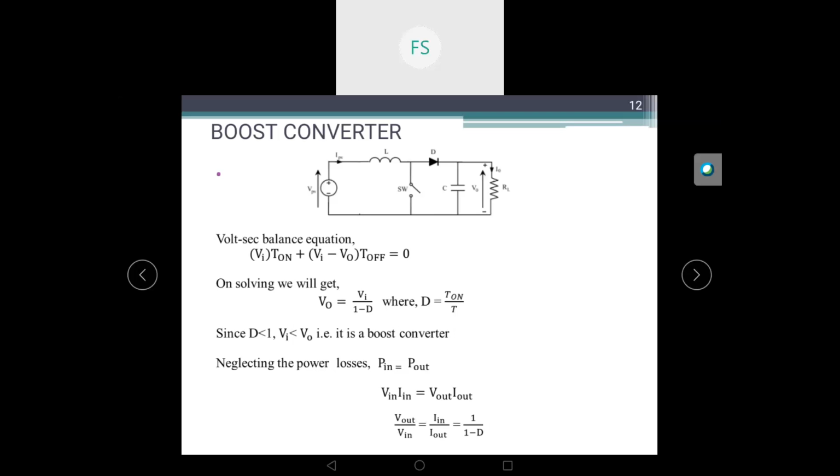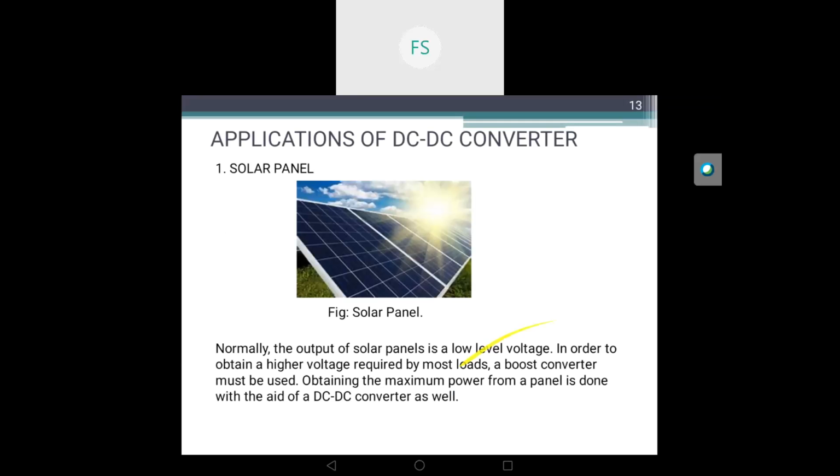So that's it. Now we are moving on to the last topic of the session, that is applications of DC to DC converters. I have only mentioned 2 applications which are used in our daily life. I haven't mentioned all of them, but there are many applications for DC to DC converters. I have chosen these 2 because they will be more familiar to you. The first one is the solar panel.